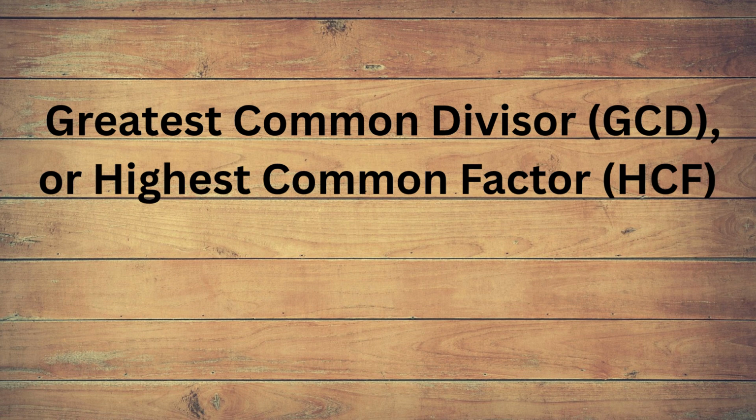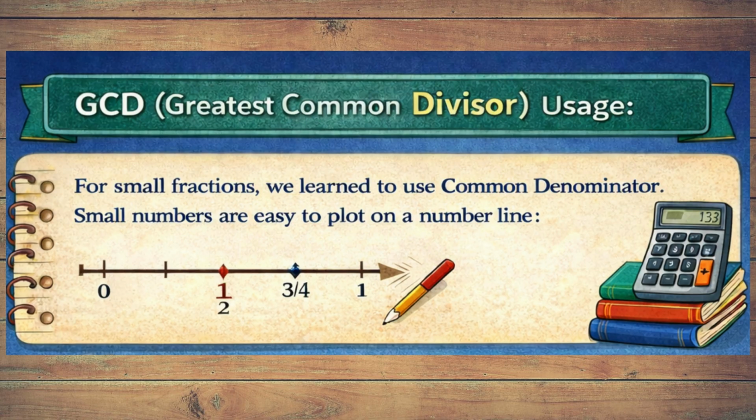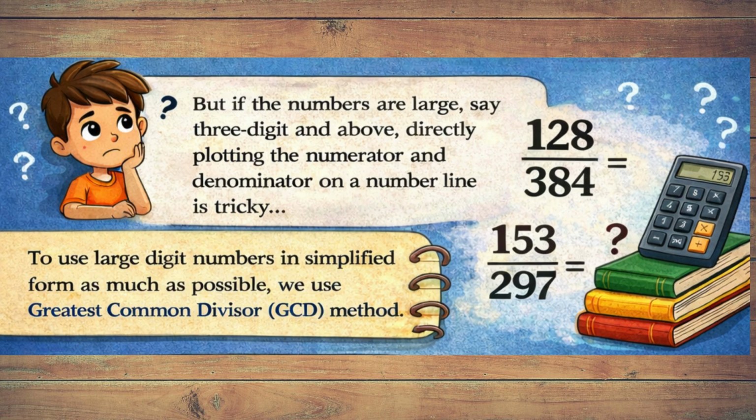Till now, in fractions, we learned about something called a common denominator. But have you ever noticed something? When numbers are small, fractions are easy to understand. We can even place them on a number line without any problem. But when numbers become very large with lots of digits, everything becomes confusing.